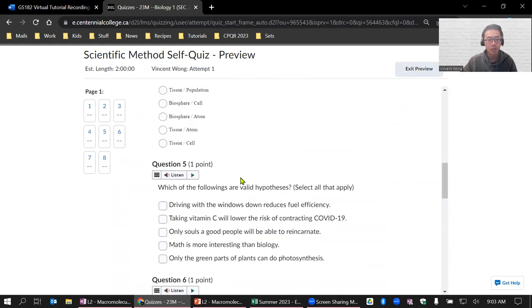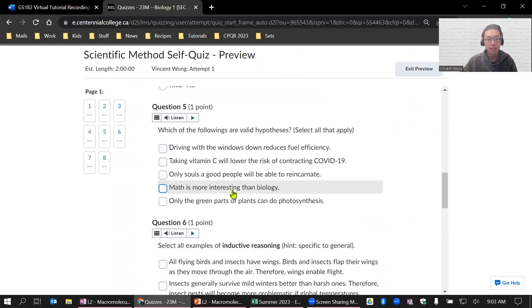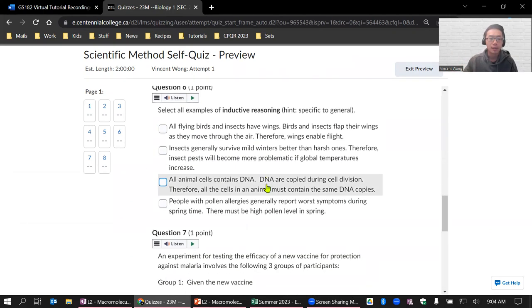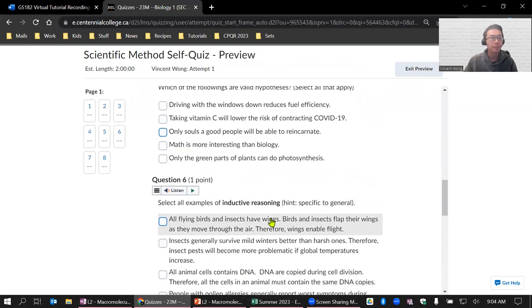Okay, and then there are some questions here. That's an example of a multi-select question, right? So you have to choose more than one answer. If you choose an extra answer, you'll lose marks, right? They are 2 marks each on the actual quiz. All right. Are we okay?